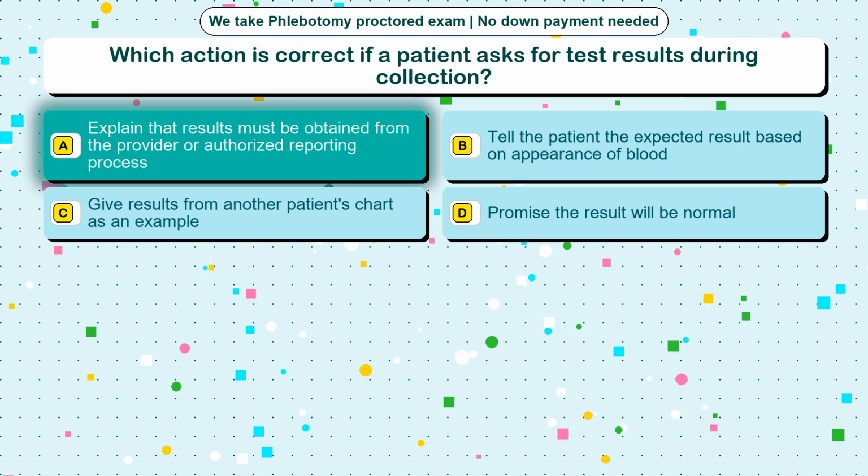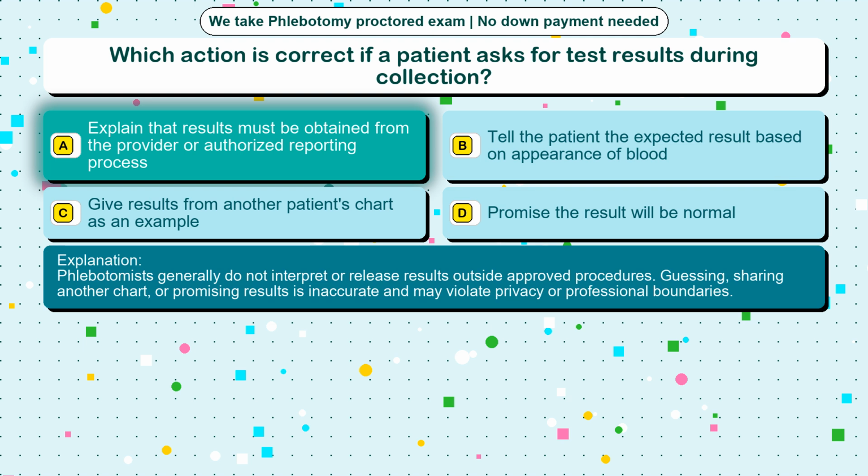The correct answer is option A. Explain that results must be obtained from the provider or authorized reporting process. Phlebotomists generally do not interpret or release results outside approved procedures. Guessing, sharing another chart, or promising results is inaccurate and may violate privacy or professional boundaries.